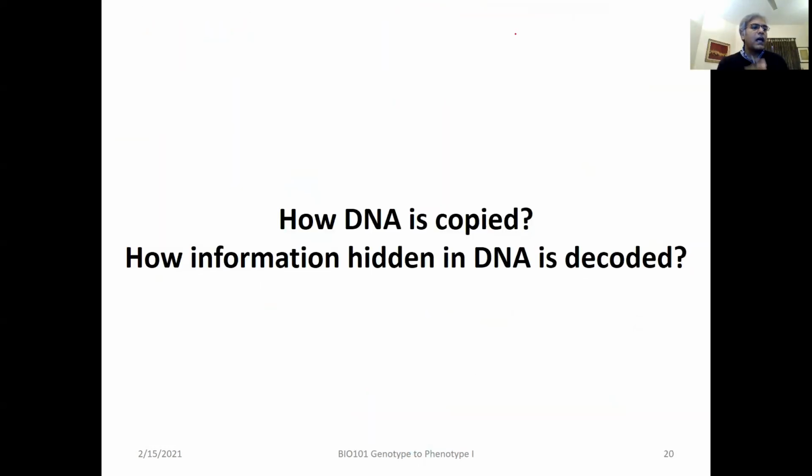Now, I told you in the beginning, it is very important for a living cell that it is able to divide and pass on whatever DNA it has to the daughter cells. We call this process DNA replication.